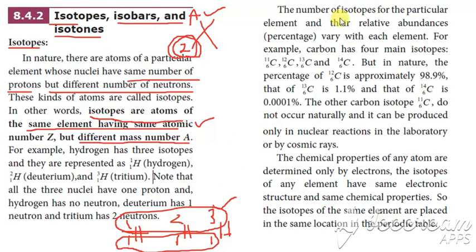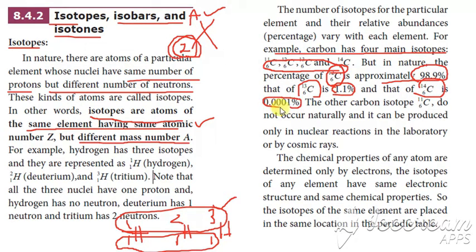Next, the number of isotopes is very abundant, and we can say that carbon has 4 main isotopes. Here also, these are all isotopes because these numbers are all the same: C 6 11, C 6 12, C 6 13 and C 6 14. So it has the same atomic number. But in nature, C 6 12 is approximately 98.9%. C 6 12 we have in abundance, C 6 13 is 1.1% and C 6 14 is 0.01%.